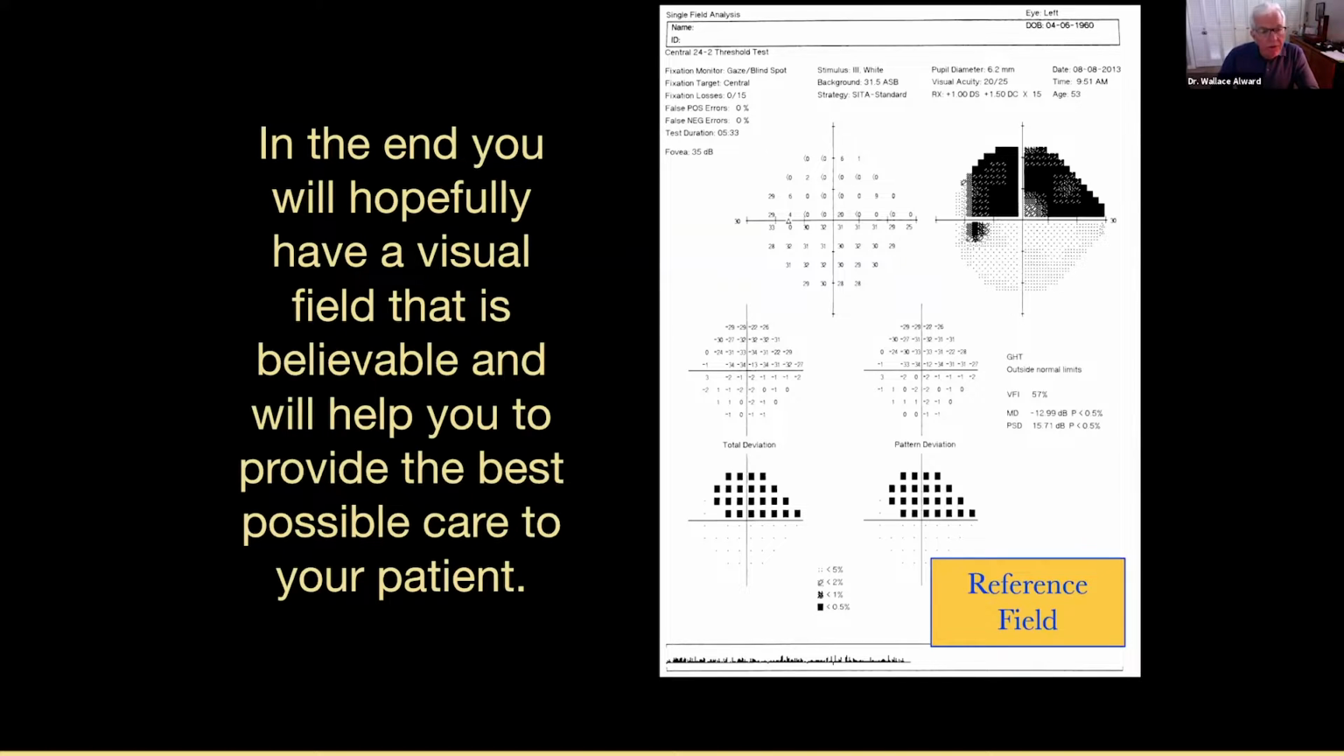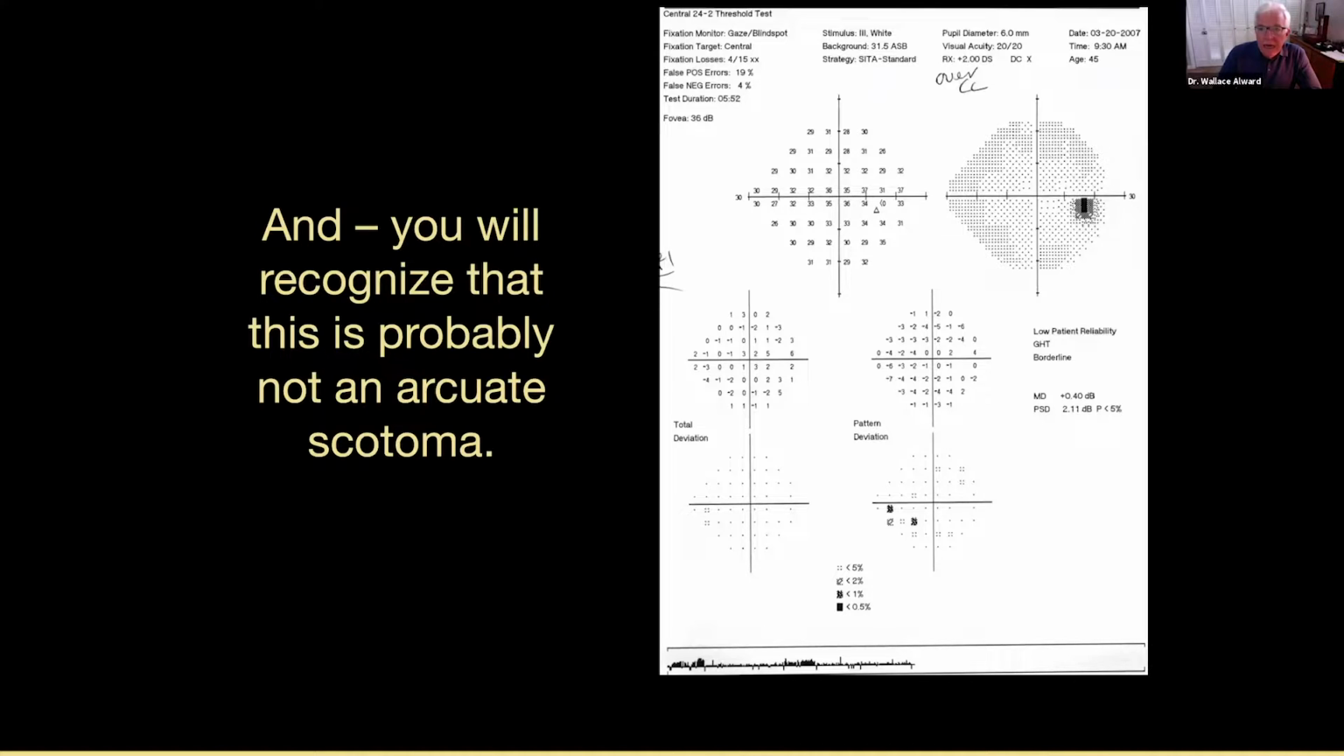So in the end, hopefully you'll have a field that's believable, to help you provide the best possible care to your patient. And you'll recognize that this is probably not an arcuate scotoma. This is somebody with a lot of false positive responses, and this is not truly a believable defect. And in this case, I think, rather than referring this patient for a glaucoma evaluation, you would just tell them about how they're supposed to miss half the spots. That's a normal thing to do. And then repeat the visual field after a month or two, and that would probably go away.